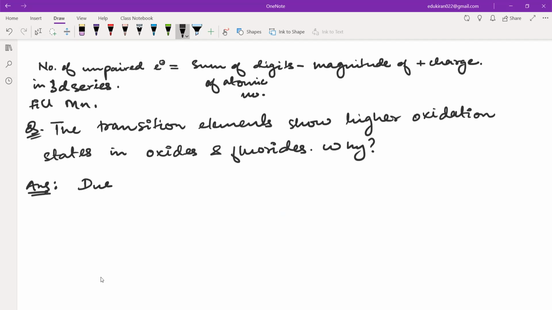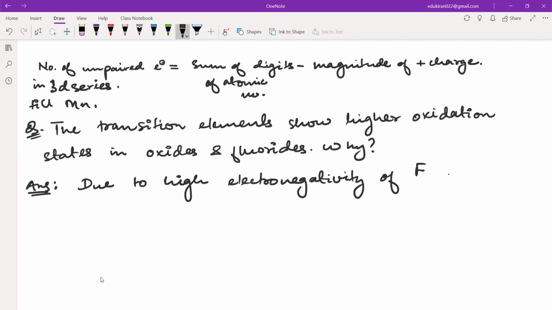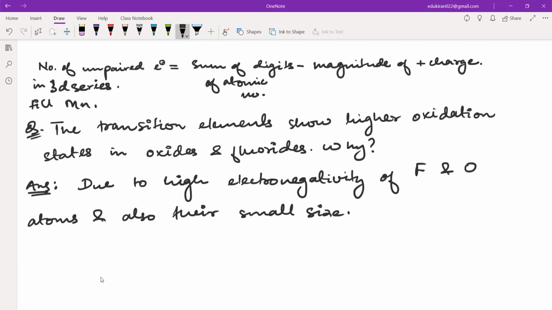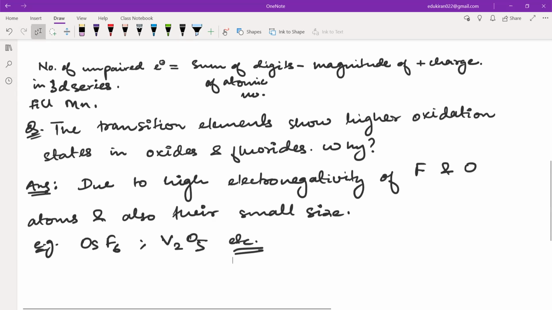So we write: due to high electronegativity of fluorine and oxygen atoms, and also their small size. You can give some examples such as osmium fluoride, V2O5. These are some examples in which the metal atom is going to show a high oxidation state.